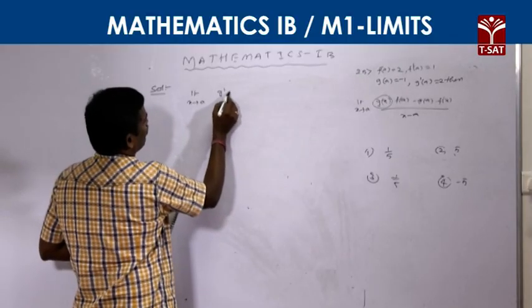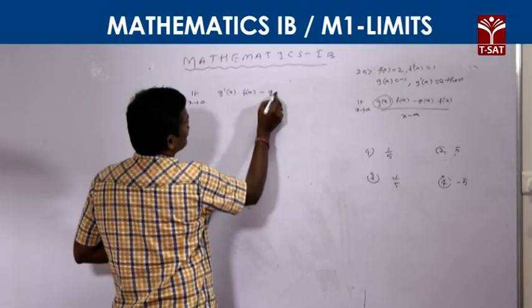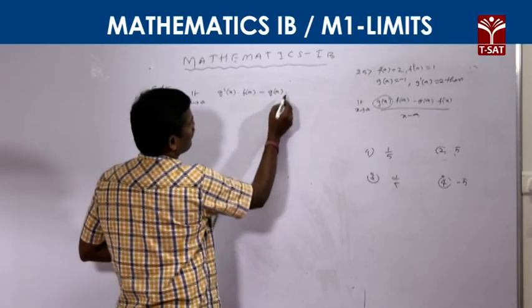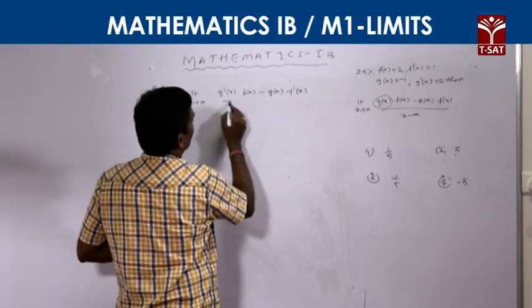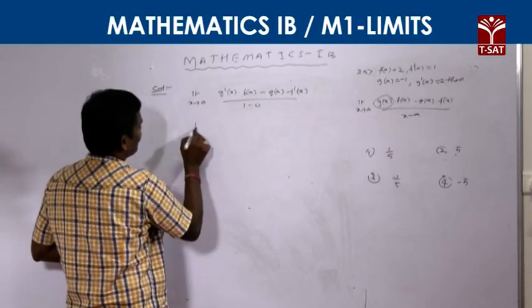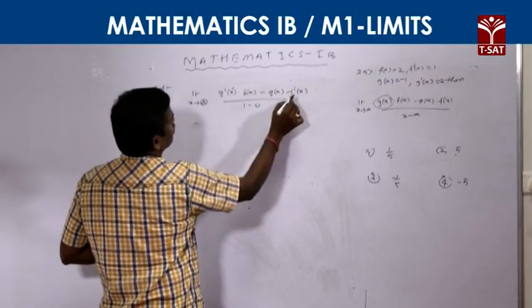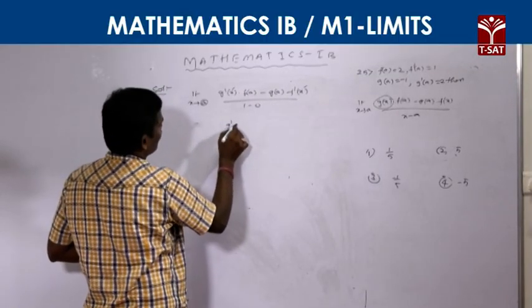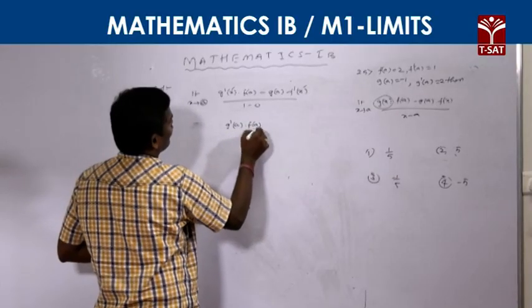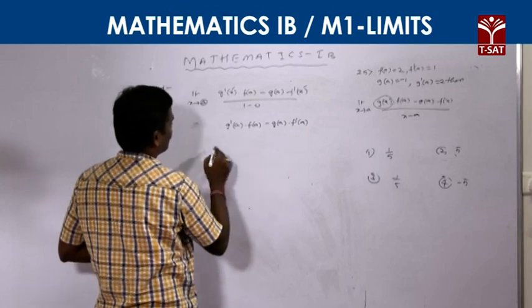g dash of x into f of a minus g of a is a constant function, and f of x derivative is f dash of x by derivative of x is 1, derivative of minus a is 0. So the limit extends to a value substituted in place of x. So that is g dash of a into f of a minus g of a into f dash of a by 1, no need of writing.